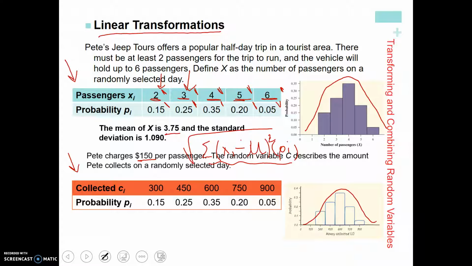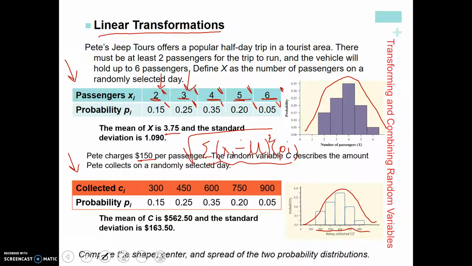Now, if you think about what that should do, it should just shift everything for the mean. Our shape doesn't change, so our mean should be in about the same spot. So it probably will be about 3.75 times 150. Because if I had 3.75 customers and I each got $150 out of them, that's about how much money I would make. And our spread's going to increase because these numbers got bigger. If you look at it, it really is just these two numbers times 150.